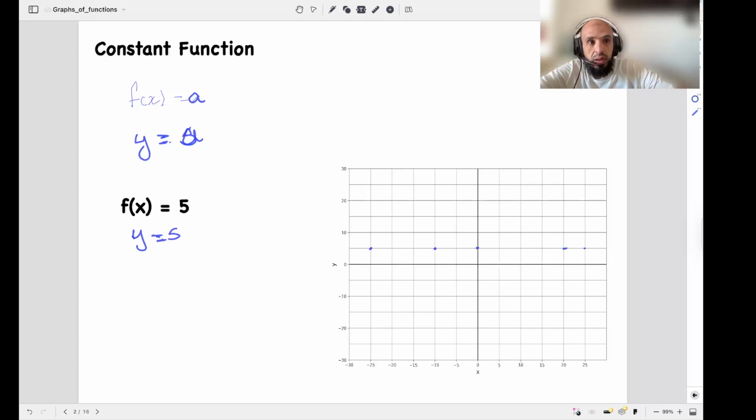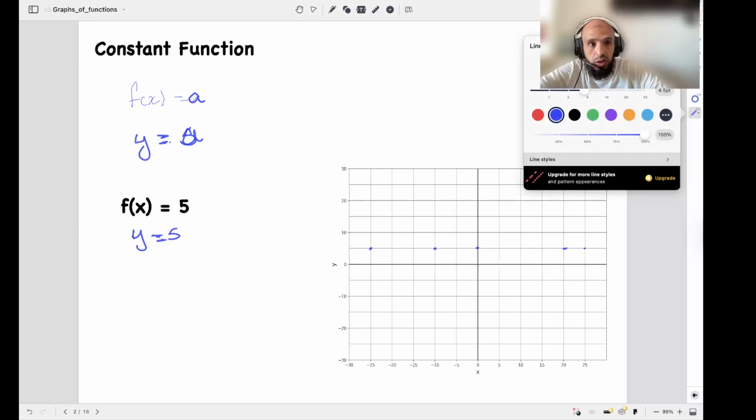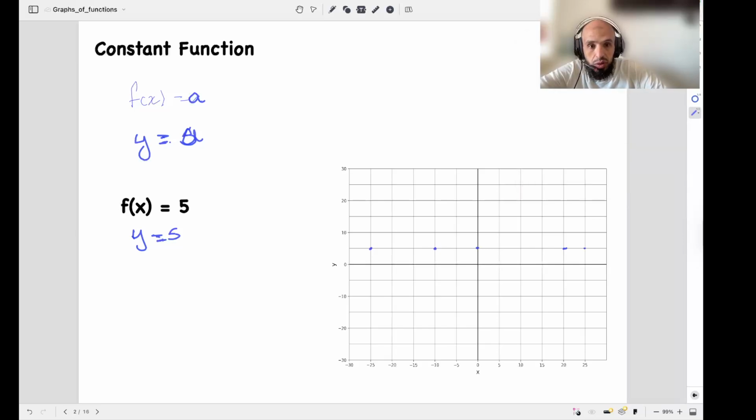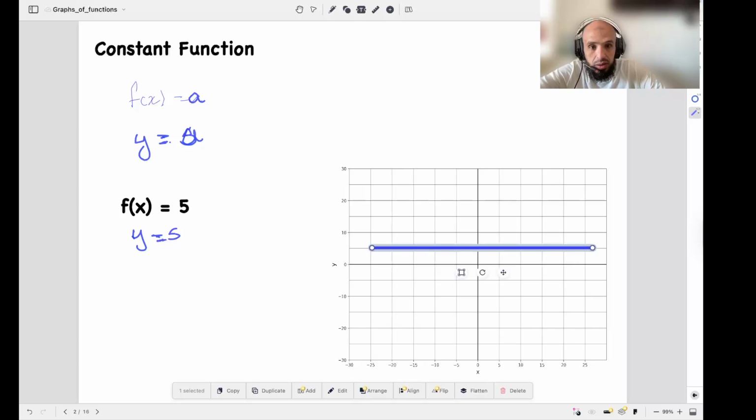So if we plot this, if we connect all these points, then we get a straight horizontal line, parallel to the x-axis, and it cuts the y-axis at the value y equals 5.